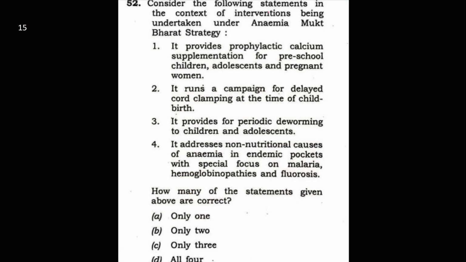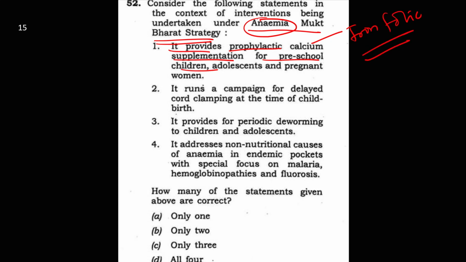Consider the following statements in the context of interventions undertaken under the Anemia Mukt Bharat strategy. Guys, the first statement says that it provides prophylactic calcium supplements for preschool children. Guys, we all know that in anemia we need iron and folic acid supplementation. Basic thing. This is given in the NCERT. So statement 1 is incorrect.